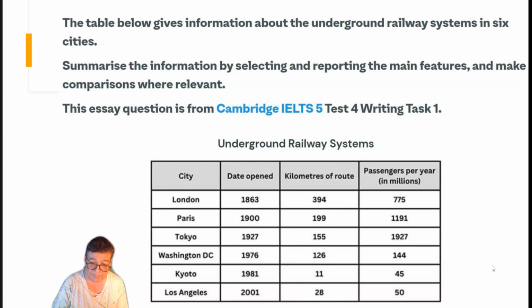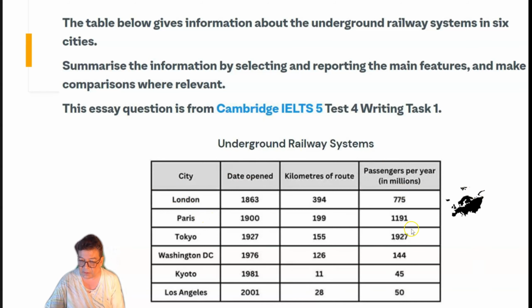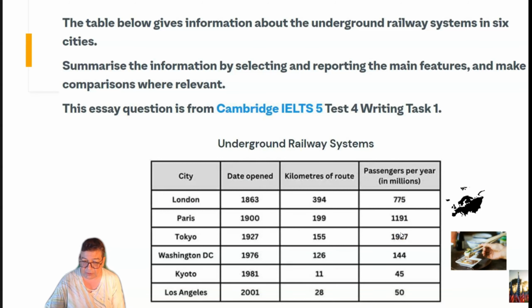Well, yeah. Passengers. Huge difference between the first 3 and the second 3. Oh, and the first 3 are much older than the second 3. Hey, we might have stumbled into a very obvious way to divide this, but there's other ways to do it. Look, London and Paris are in Europe, whereas Tokyo and Kyoto are in Japan, and Washington, D.C. and L.A. are in the U.S. Could we divide it into 3 groups?